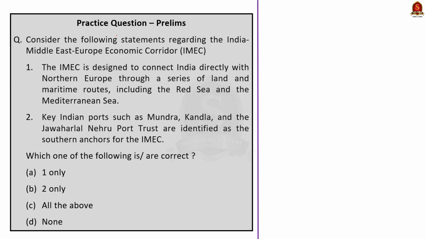Consider the following statements regarding the India Middle East Europe Economic Corridor or IMEC. See the first statement. IMEC is designed to connect India directly with Northern Europe through series of land and maritime routes including the Red Sea and Mediterranean Sea. See, this statement is correct because we have seen it elaborately in our discussion. Let us see the second statement. Key Indian ports such as Mundra, Kandla and JNPT are identified as the southern anchors of the IMEC. See, this is also correct because this also we have discussed in our discussion. So both of them are correct. So the correct option is option C.